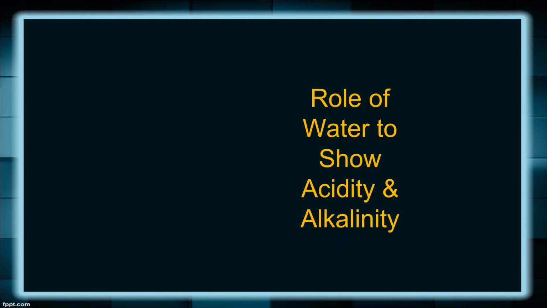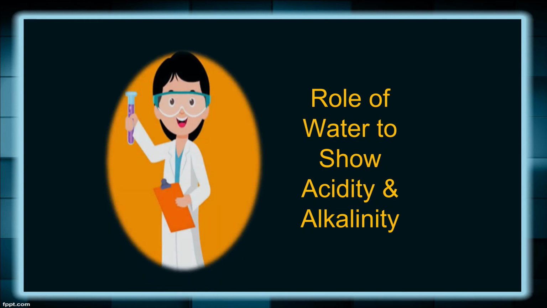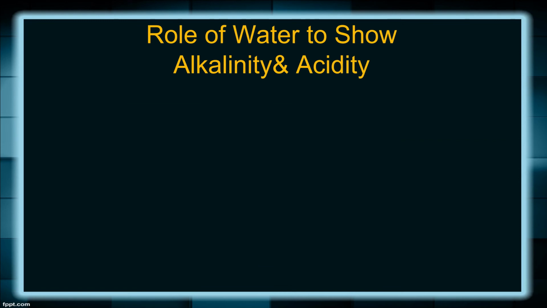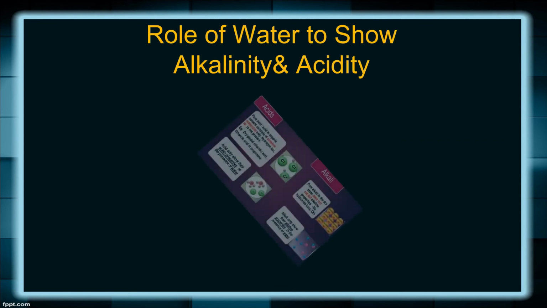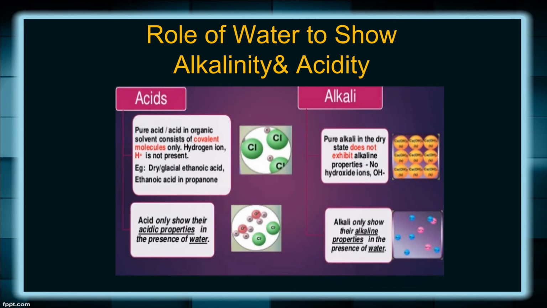Let's look at the role of water in exhibiting acidity and alkalinity. Role of water to show alkalinity and acidity. Now, based on what we have learned all this while, I hope you understand that acids and alkalis need water to ionize their respective ions.